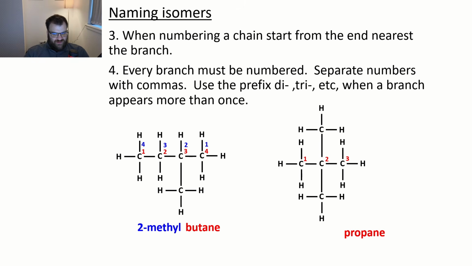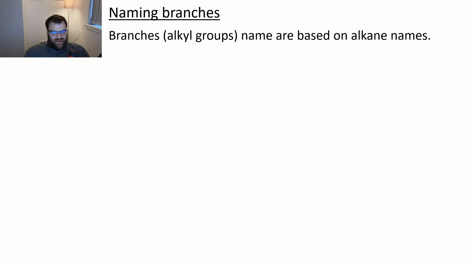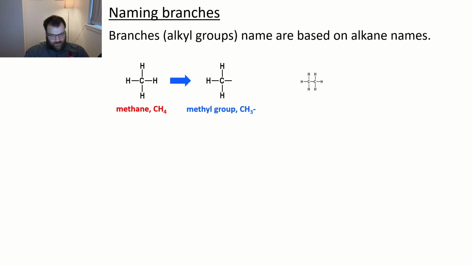Every branch needs its own number. It's dimethyl because there are 2 methyl groups. We have 3 carbons in a row with 2 methyl groups coming off of the 2nd carbon. When it comes to your branches, their names are based off of the alkane that they've come from.